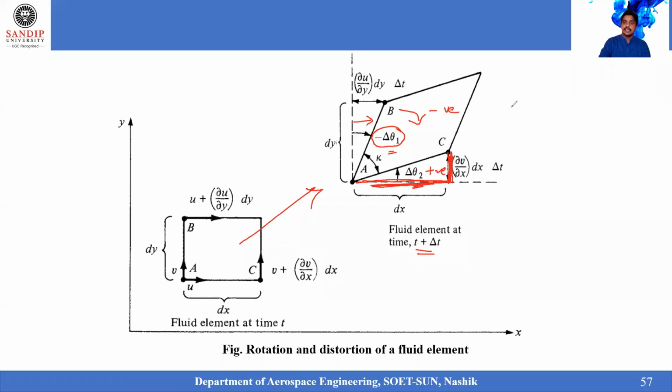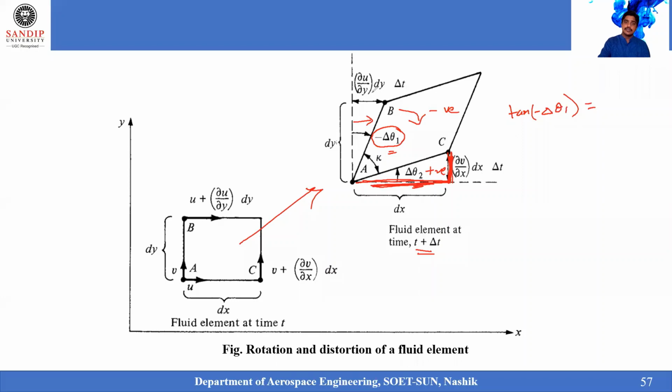So let me take tan of theta, because tan of theta can relate the opposite side by the adjacent side. So tan of minus delta theta 1, it is the angular rotation. This is an angular rotation, that is theta per unit time. So we can write it as, what are the angular rotations?